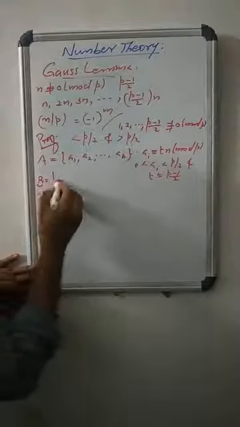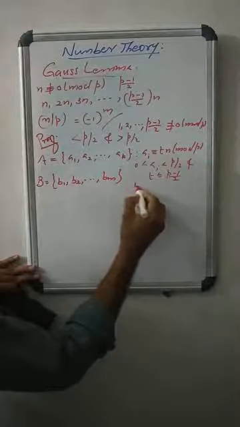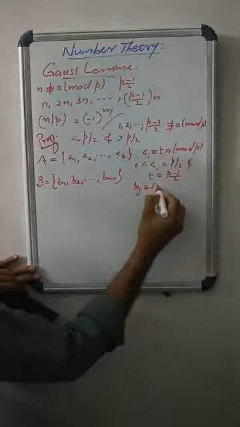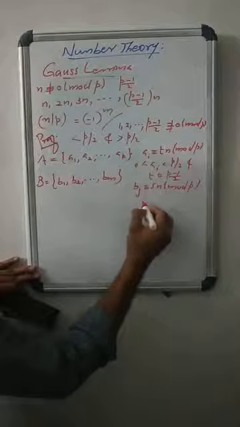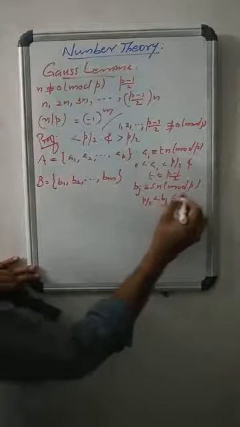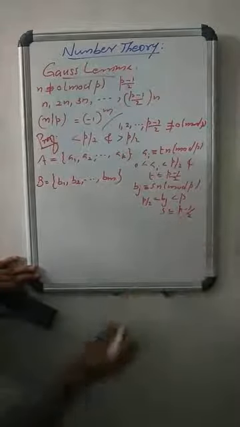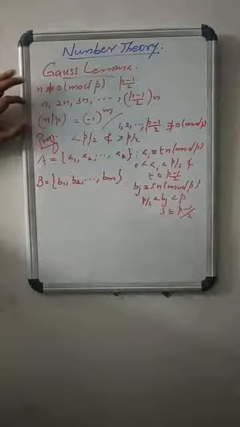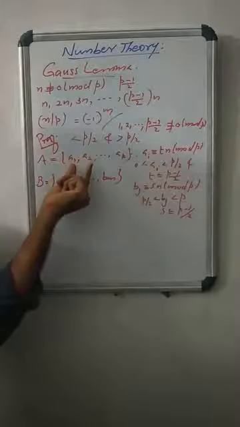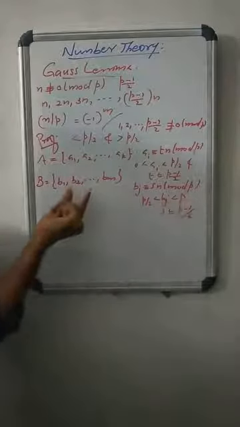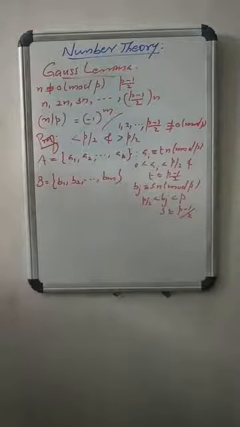And what is B? B equals B1, B2, etc., Bm, such that Bj is congruent to sn mod p, where p/2 is less than Bj less than p, so Bj lies between p/2 and p, and s is less than or equal to (p minus 1)/2. This means we distribute these least positive residues according as they are less than p/2 or greater than p/2. When it is less than p/2, it is included in A. When it is greater than p/2, it is included in B. So A lies between 0 and p/2. In the second case, Bj lies between p/2 and p.